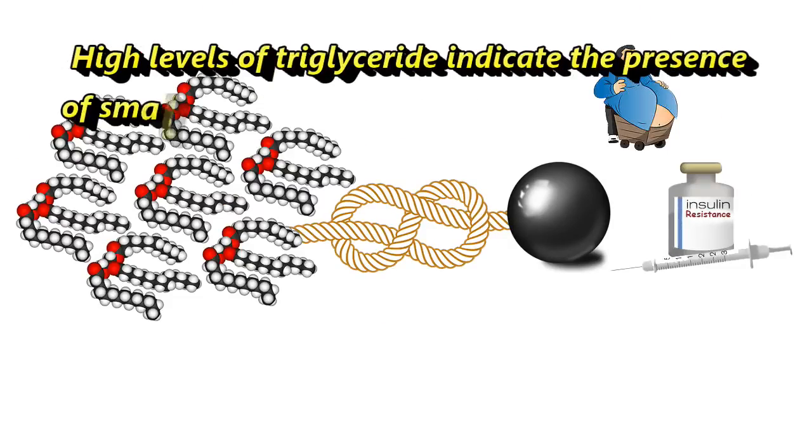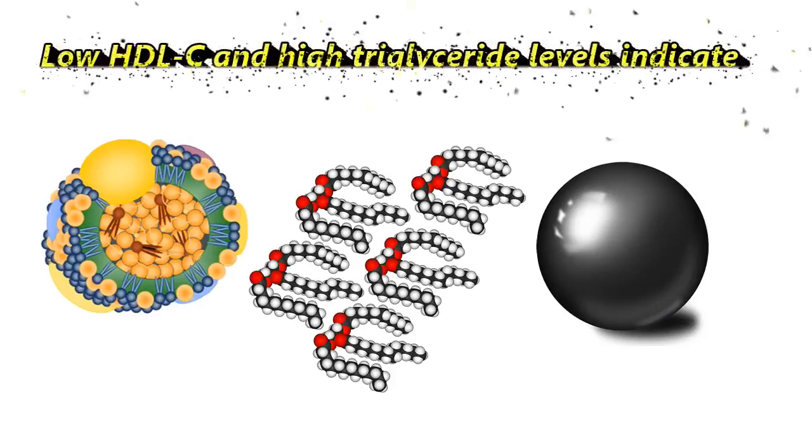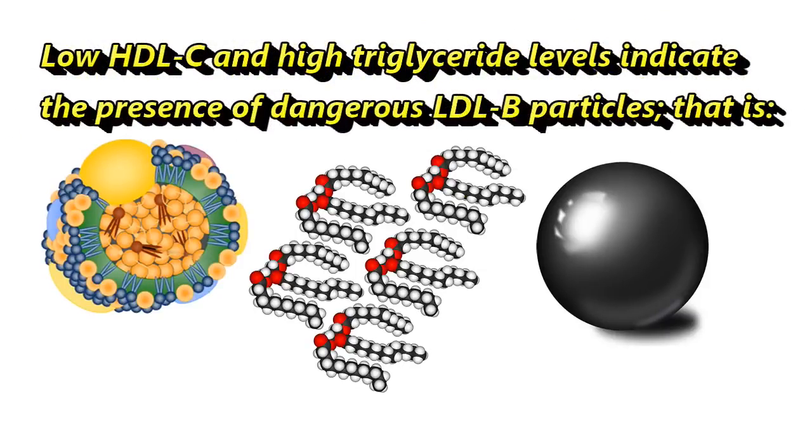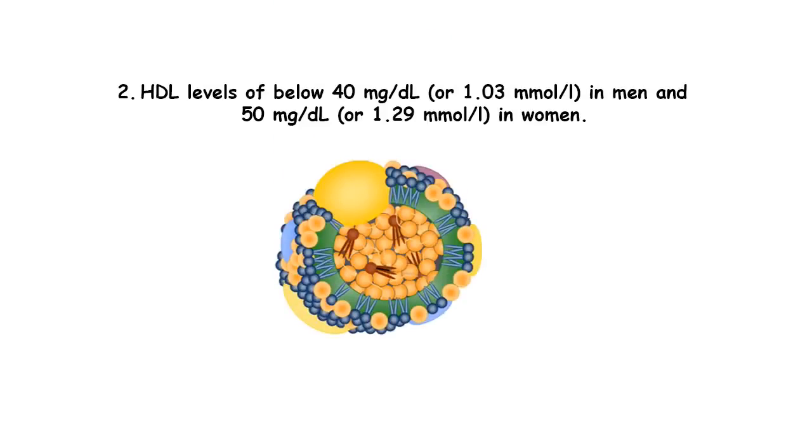High levels of triglyceride indicate the presence of small LDL particle, insulin resistance and metabolic syndrome. Low HDL cholesterol and high triglyceride levels indicate the presence of dangerous LDL-B particles, that is, high triglyceride level over 120 mg per deciliter or 1.35 millimoles per liter. HDL levels of below 40 mg per dl or 1.03 millimoles per liter in men and 50 mg per deciliter or 1.29 millimoles per liter in women.